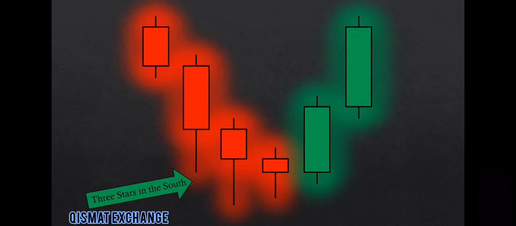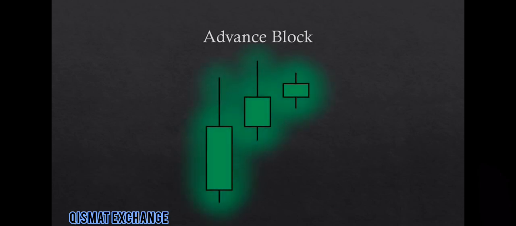Next we have the advanced block pattern, which is the mirror image of the 3 stars in the south, so it's a bearish reversal pattern. This pattern is a bit counterintuitive in the same way as the last one because it's a bearish reversal pattern formed only by bullish candlesticks. The pattern is formed by 3 candlesticks with decreasing body size and prominent upper tails.